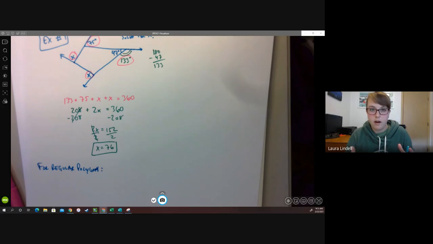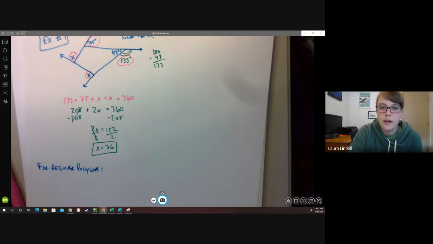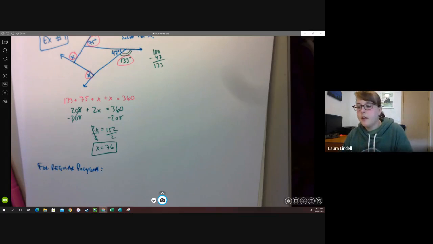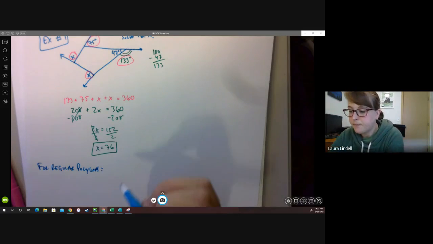So like a square would be a regular quadrilateral because it's got 4 angles that are the same and 4 sides that are the same. An equilateral triangle would be a regular triangle because it's got 3 equal sides and 3 equal angles. So for regular polygons, remember we had something special with the interior angles yesterday. We also have something special with the exterior angles.